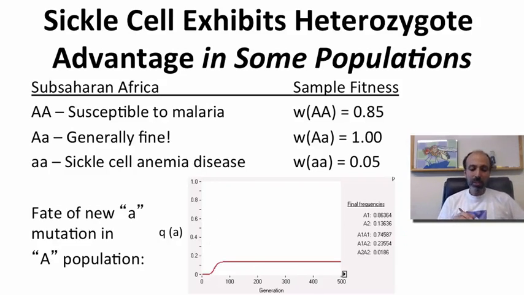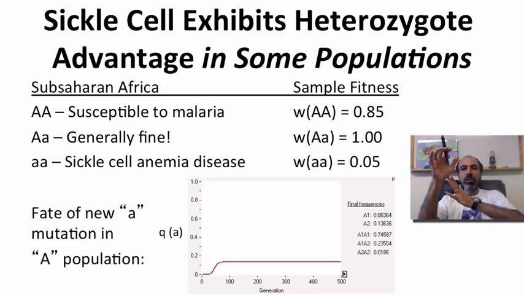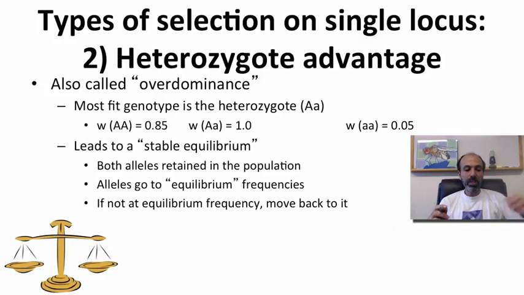So the important thing, this is actually a stable equilibrium. That essentially, if you're not at the equilibrium allele frequency, selection pushes you towards it. If you're above it, you go down to it. If you're below it, you go up to it. You're drawn to this equilibrium allele frequency. And again, this is called overdominance. Both alleles are retained, and if you're not at the equilibrium frequency, you will move to it.